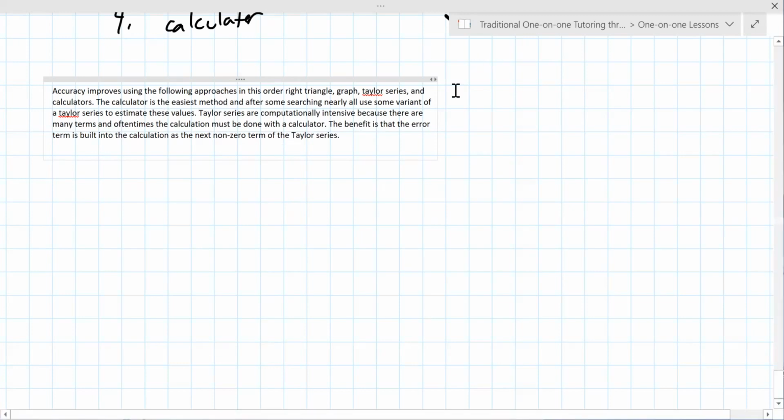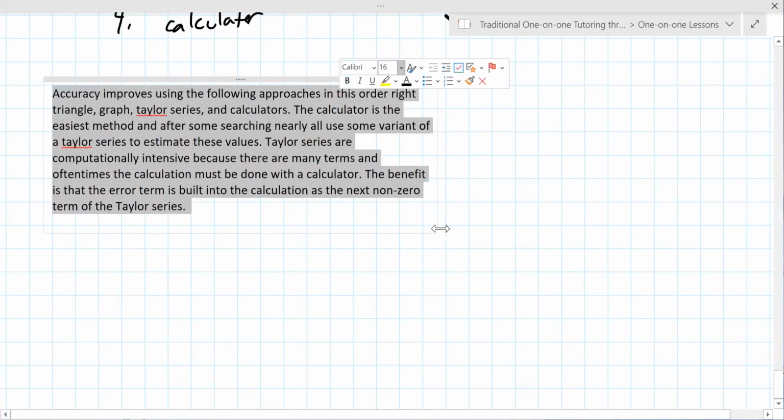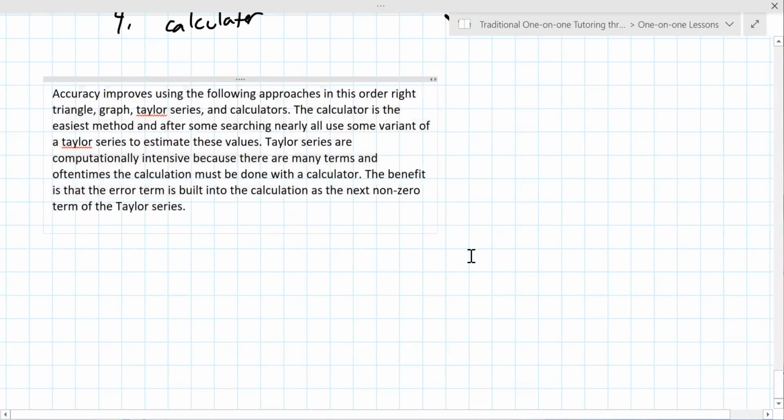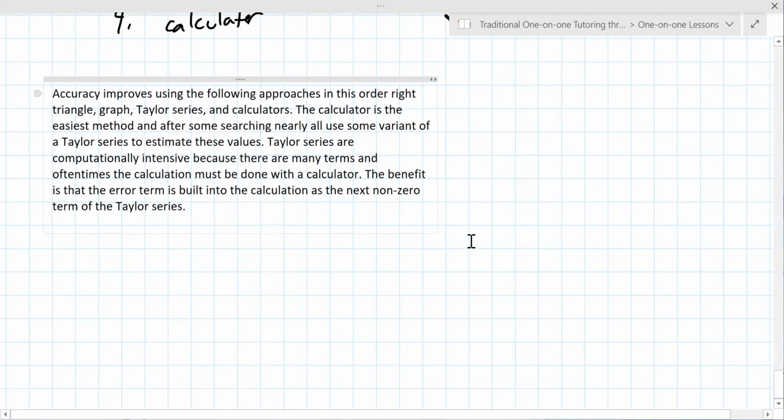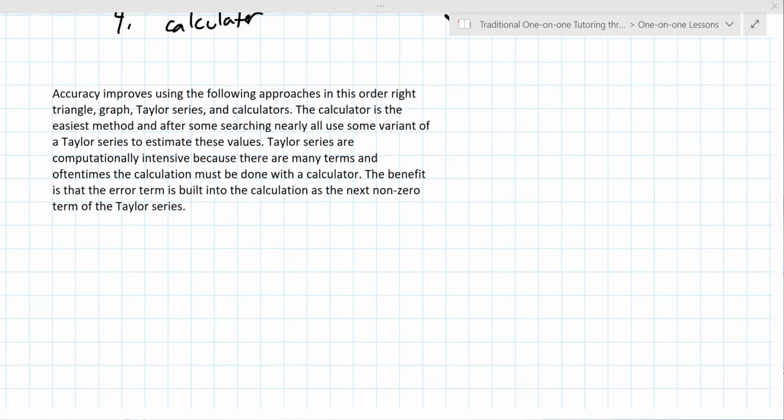So let me make this a little bit bigger. Okay. And I think Taylor is capitalized. He was a real person, but he's dead now. Poor guy. A lot of old dead math and physics people.